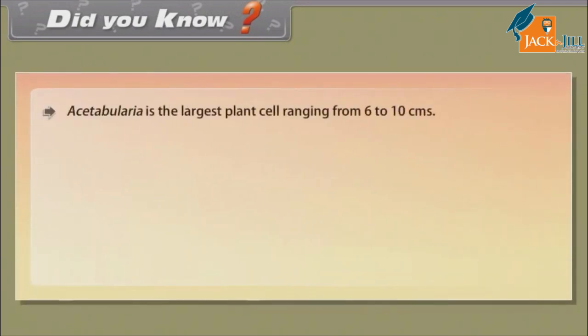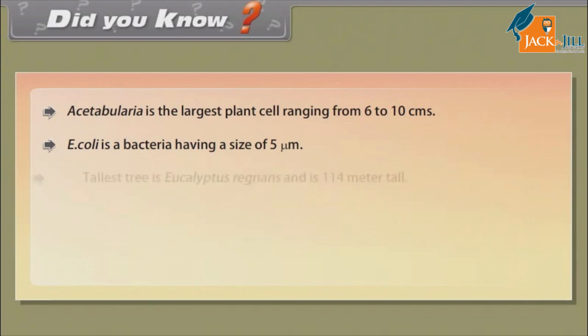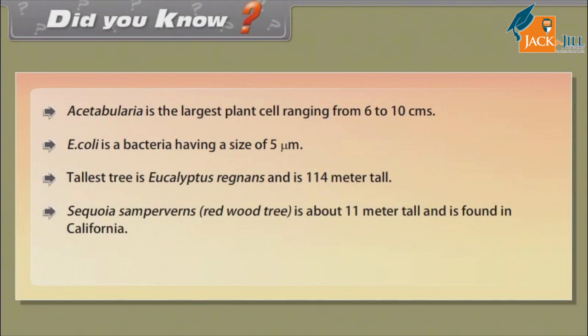Did you know? Acetabularia is the largest plant cell, ranging from 6 to 10 centimeters. E. coli is a bacterium with a size of 5 μm. The tallest tree is Eucalyptus regnans, which is 114 meters tall. Sequoia sempervirens, the redwood tree, is about 11 meters tall and is found in California. The elephant is the largest land animal.